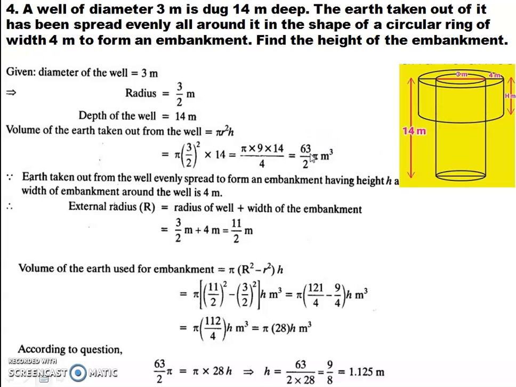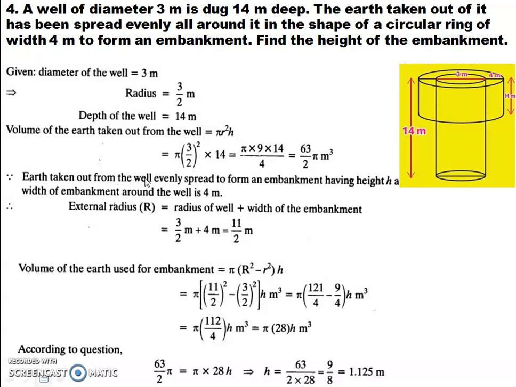Students, don't get surprised why we are putting pi here. This pi can be cancelled at the end. That's why we are not calculating 3.14 or 22 by 7 here. Just put pi there. 63 pi by 2 meter cube. That is the volume of the cylinder.